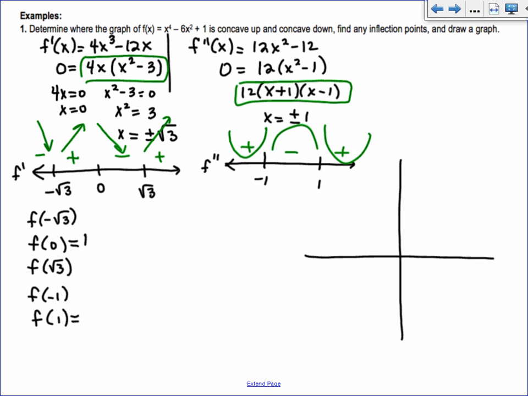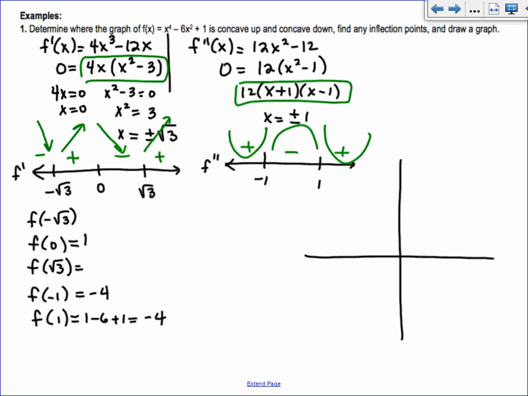How about 1 and negative 1? When I plug in 1, I get 1 minus 6 plus 1, negative 4. Did you guys see you'll get exactly the same thing for negative 1? Yeah, it's an even function. Right, everything has an even power. So it's symmetric across the y-axis.